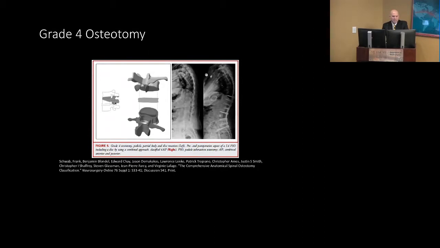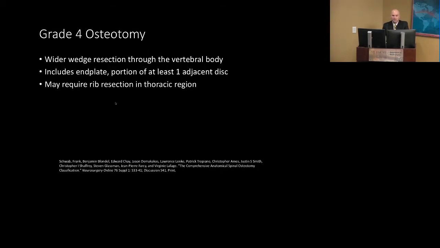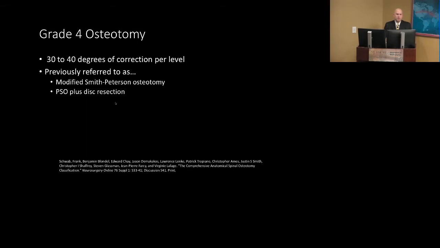A grade 4 osteotomy is an extended PSO. So this involves a wider wedge resection through the vertebral body. It can include the end plate and a portion of at least one of the adjacent discs. If you're doing this in the thoracic region, it may require rib resection, because those ribs will actually hit and prevent you from fully closing the osteotomy. And this can give you a few more degrees than the PSO, 30 to 40 degrees, and was previously referred to as a modified Smith-Peterson or a PSO plus a disc resection.